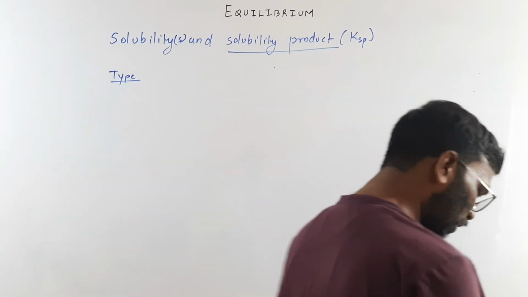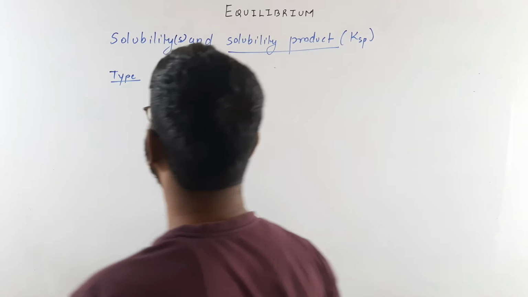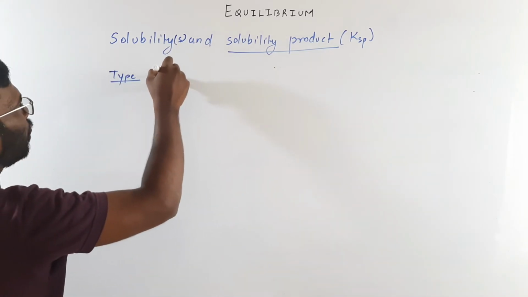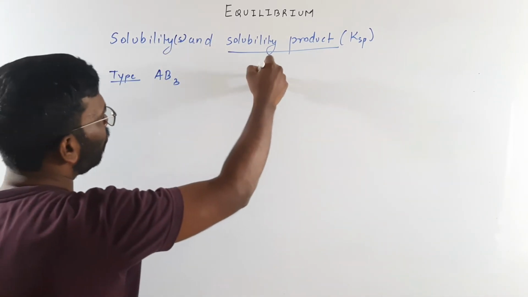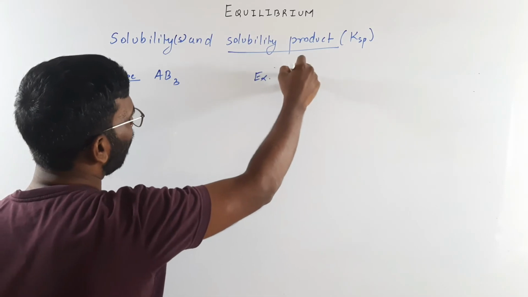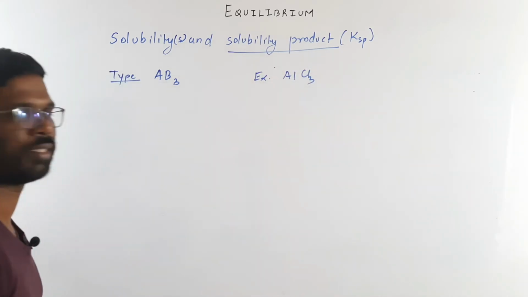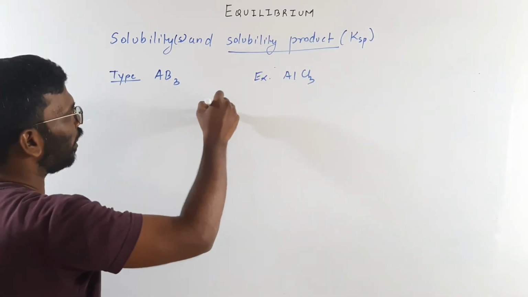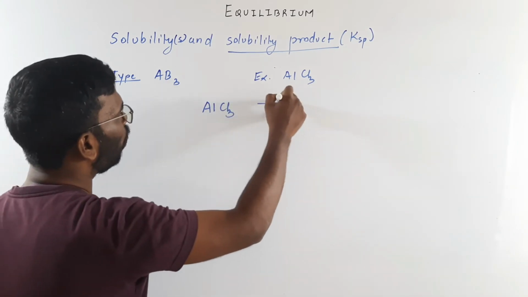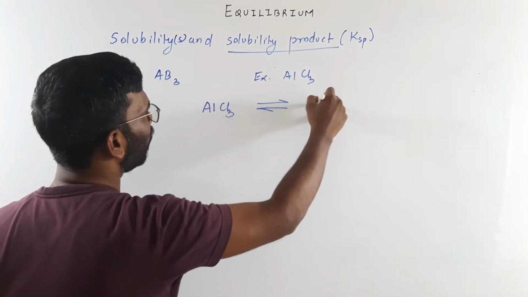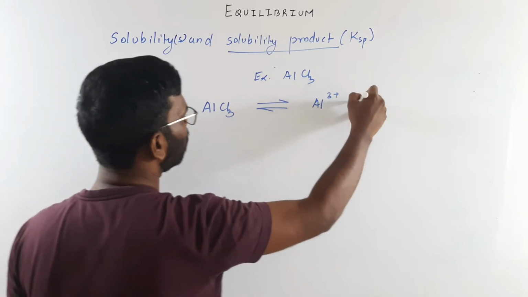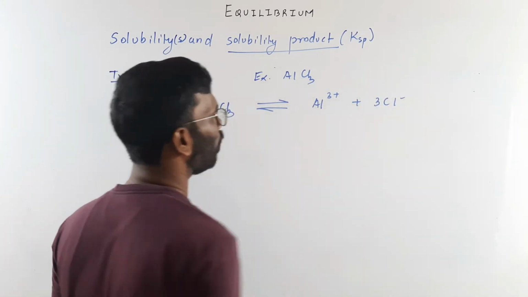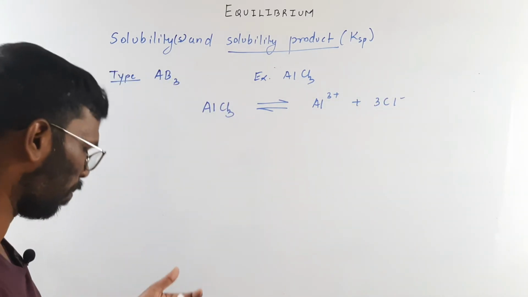Next type is the AB3 type. An example is AlCl3. If AlCl3 is there, then it will form an equilibrium this way: Al3 plus and 3 ions of Cl minus. This is how the equilibrium will be established.